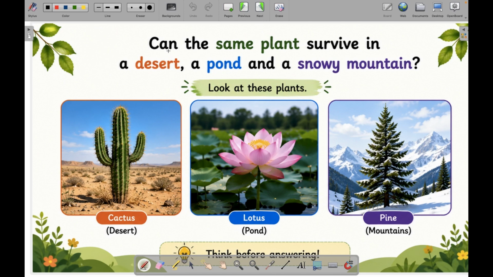Before we move on to adaptation, try to answer this question. Say, for example, if I have a cactus, right? And I try to grow a cactus tree in a pond. Will it be able to grow or survive? Or say if I have a lotus plant and I try to grow that lotus plant in mountains. Will it be able to survive? It is related to adaptation.